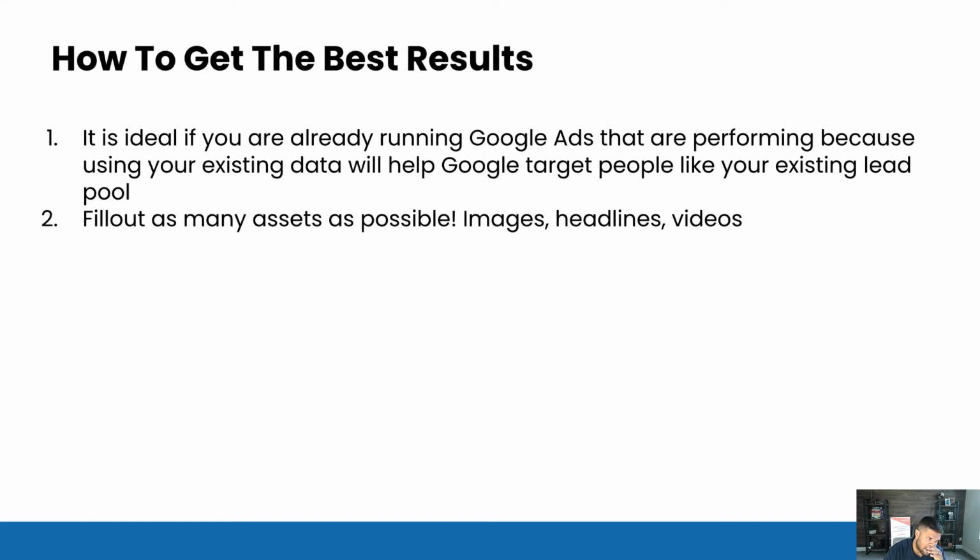The other thing that you need to do is fill out as many assets as possible. So when Google builds ads for this campaign, they actually build them dynamically. And the reason they do that is they want to serve the best ad to that person possible. And so they look at that person and they decide, what is this person going to respond to? I'm going to show them this image, I'm going to show them this headline, and I'm going to show them this video. And they do this dynamically every time someone is shown an ad. It's an automated way of building ads.